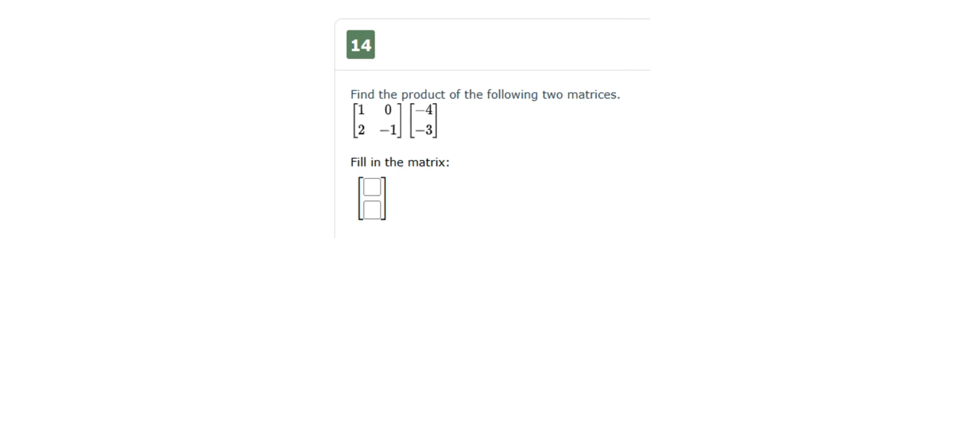Find the product. This one gets a little trickier. What you're doing is this times this plus this times this. So 1 times negative 4 plus 0 times negative 3, which is just going to be negative 4. Then you're doing the same thing with this one, 2 times negative 4 plus negative 1 times negative 3. And there, so we have negative 8 plus 3, so negative 5. All right?